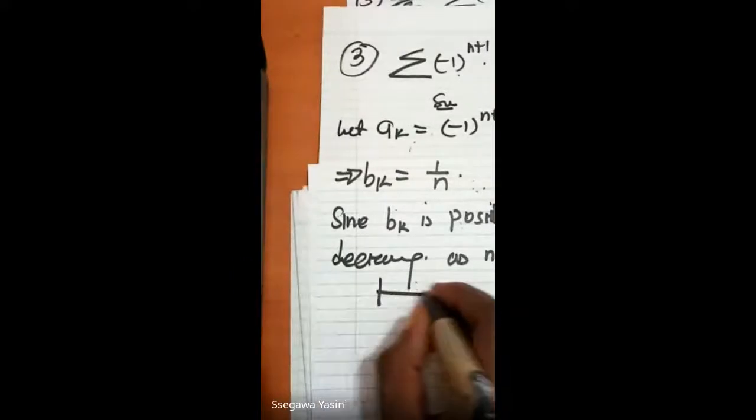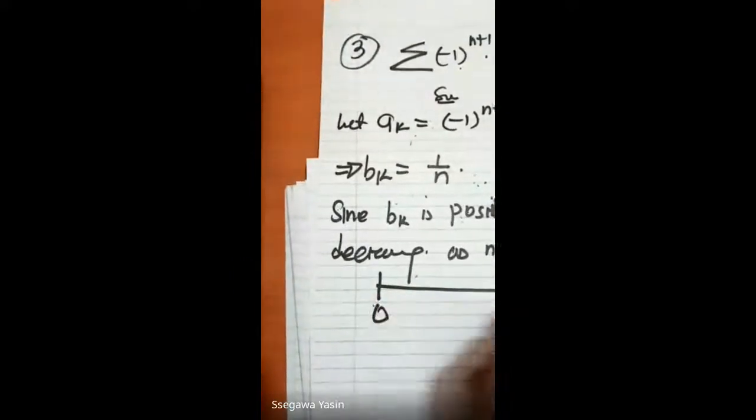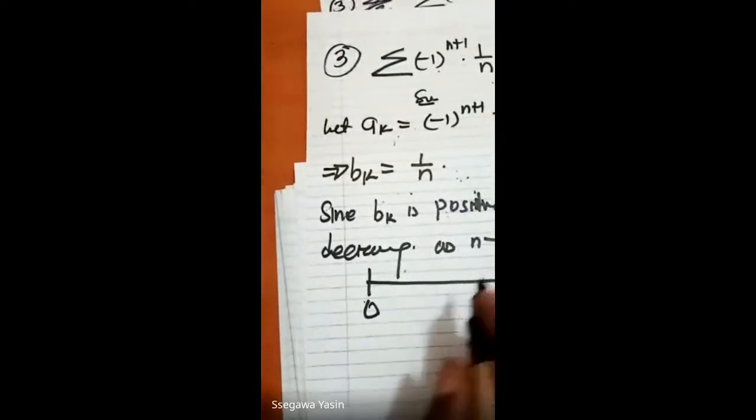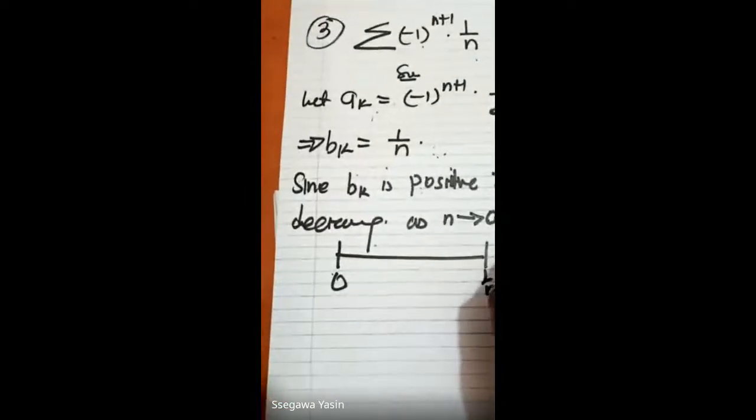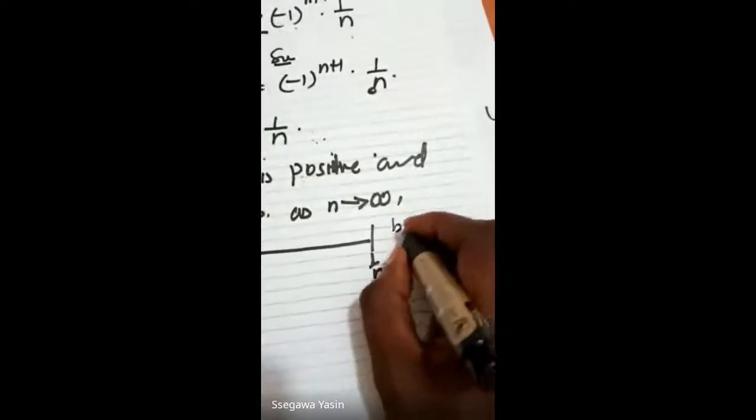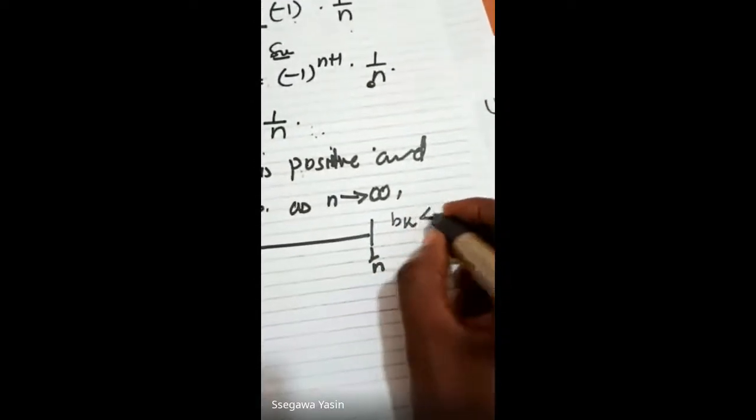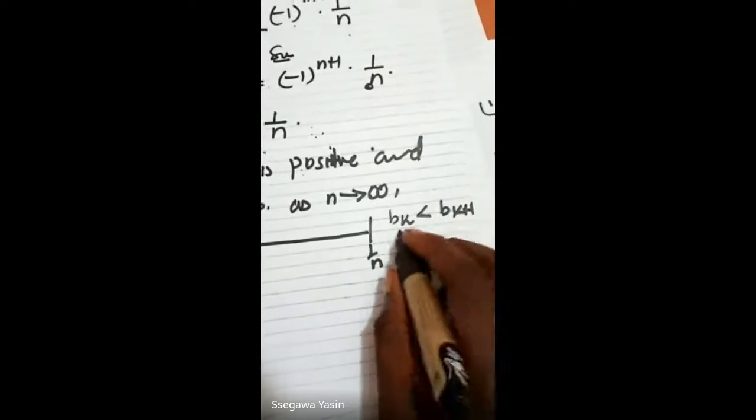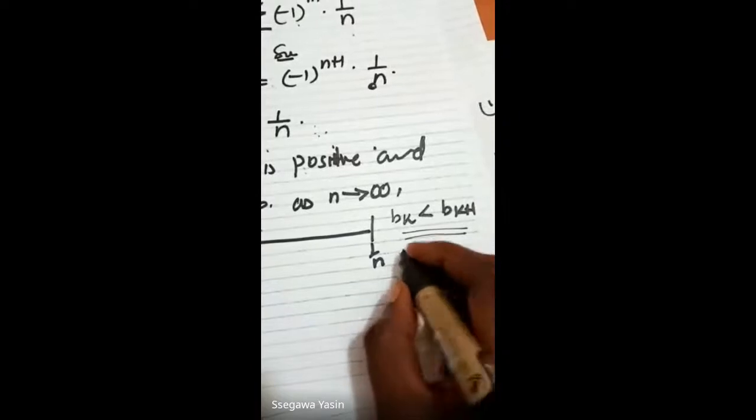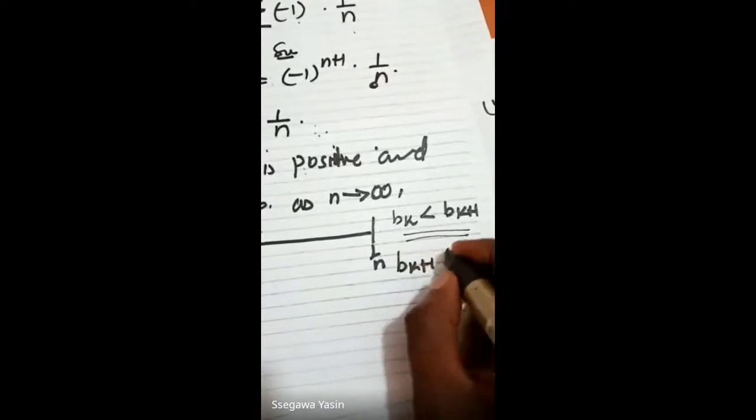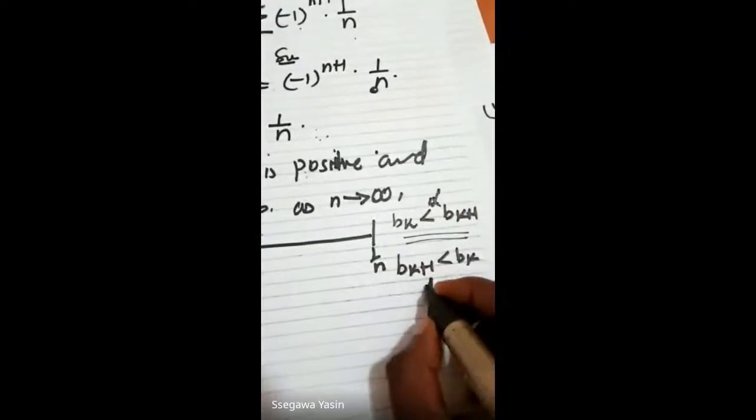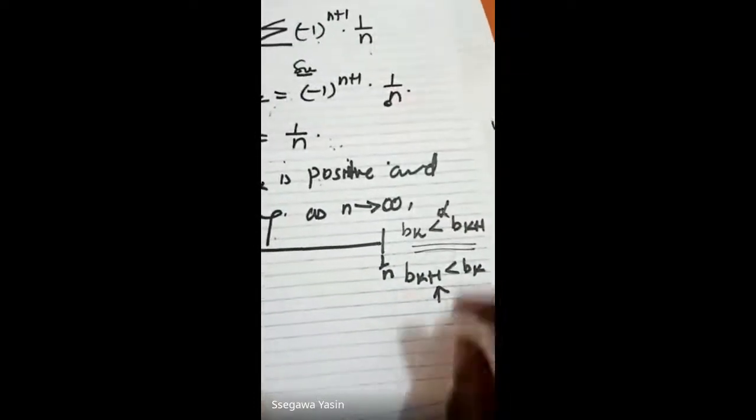When I say decreasing as n goes to infinity, you have to show that indeed it is decreasing. You know how to show it. Remember we said, how do you show that it is decreasing? You show whether it is increasing or decreasing by using b_k. If b_k is less than b_{k+1}, this is the work we covered, it is increasing; or if b_{k+1} is less than b_k, it is decreasing. This is what you should show.